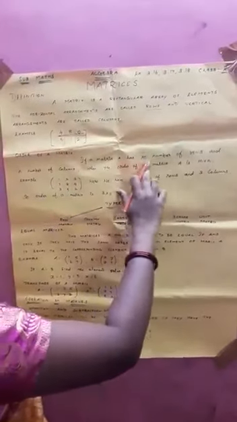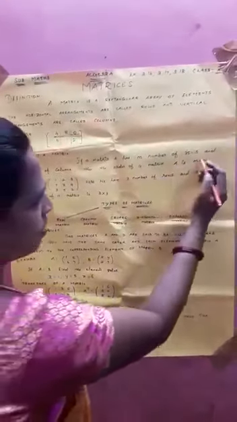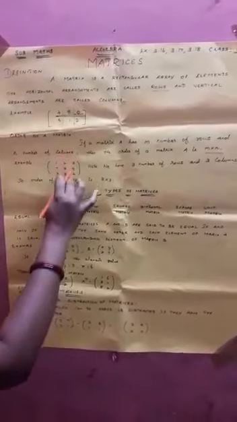Now the next one, order of a matrix. Order of a matrix is nothing but if a matrix A has m number of rows and n number of columns, then the order of a matrix A is m cross n. For example, we will see this one. This matrix contains 3 number of rows and 3 number of columns. So what is the order of the matrix? Obviously, it is nothing but 3 cross 3. Okay. So now, next one, types of matrices.